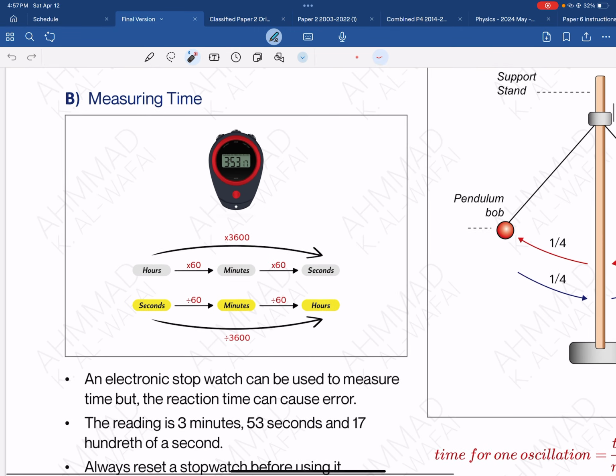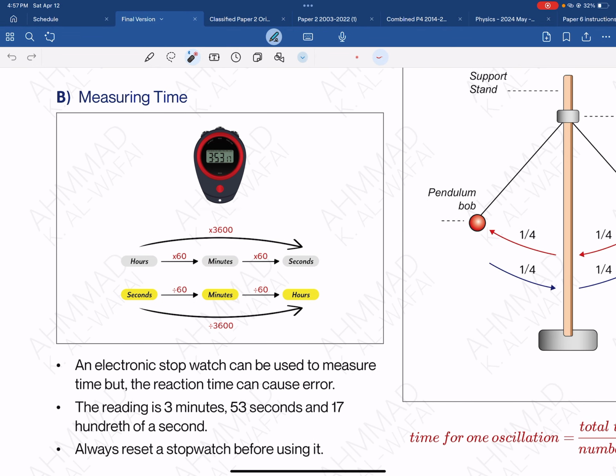Now we're going to talk about measuring time. We said time is measured using a stopwatch, and we talked about how to convert between the units. From hours to minutes you multiply by 60, and from minutes to seconds you multiply by 60. If you want to go back from seconds to minutes, you divide by 60, and so on. To go the bigger way, from hours to seconds, you just multiply by 3600, or to go from seconds to hours, you divide by 3600.